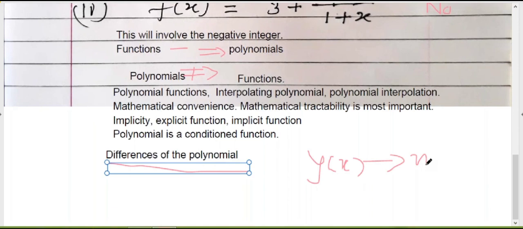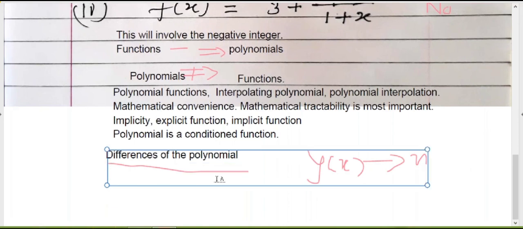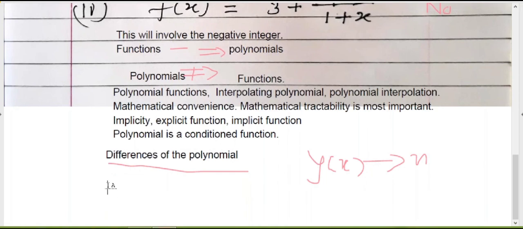And this very property is used for finding or obtaining the missing values. Finding the missing values is a very important discussion. Finding the missing values means four values of the function are given.